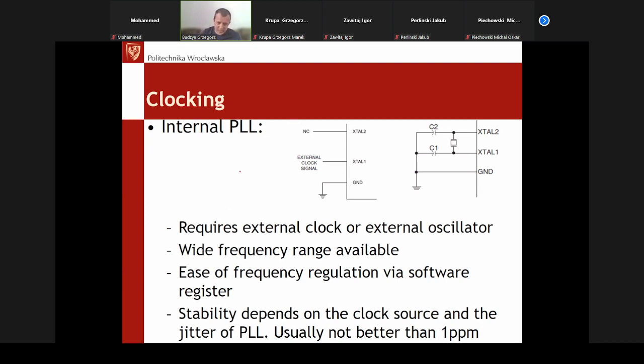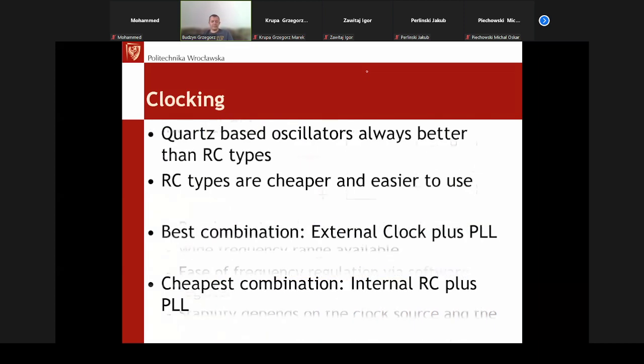So usually this is the preferable solution, with external clocking and the PLL integrated. The stability depends on the clock source and the jitter of the PLL. So if the clock source is stable and the jitter of the PLL is low, then the stability can be pretty good.